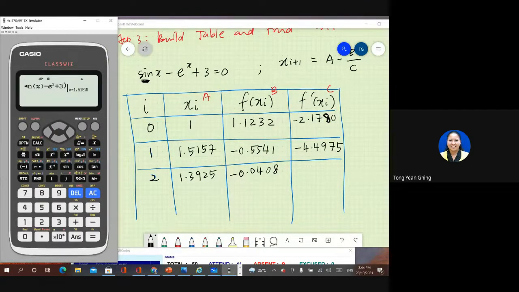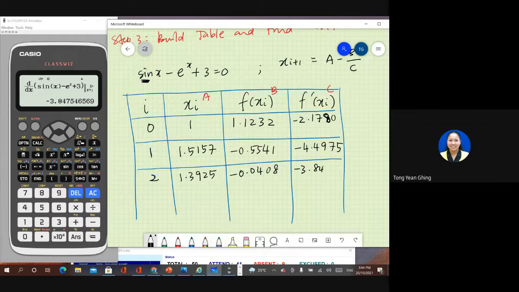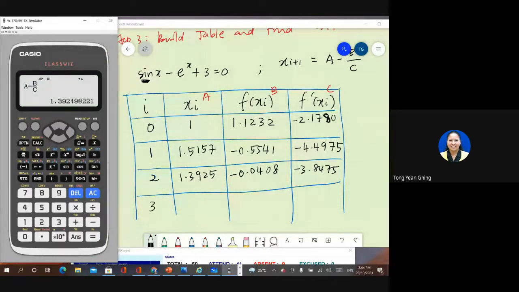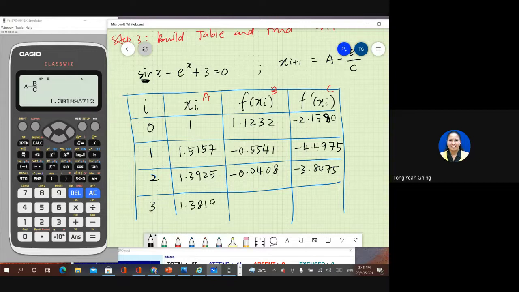So this one, 1.3925, negative 3.8475. And then next, find the next X, X3, that means A, calculate A is 1.3925, B is negative 0.0408, C is negative 3.8475. Okay, 1.3819.